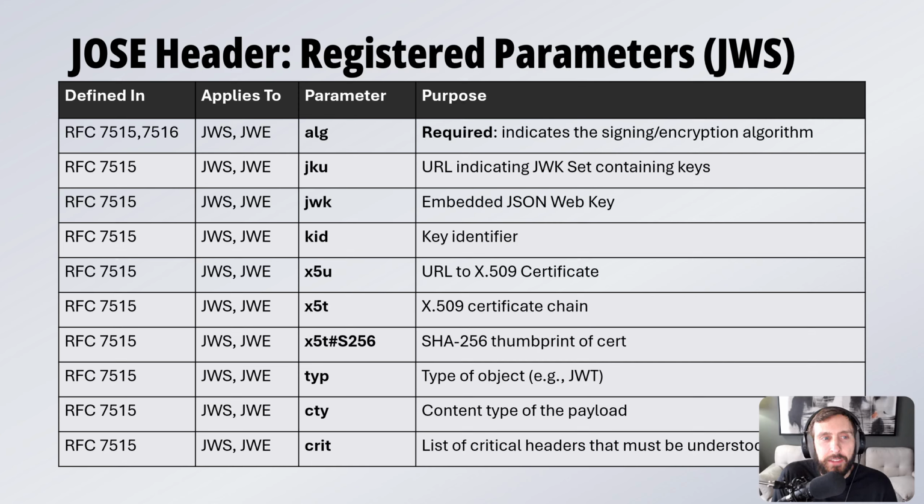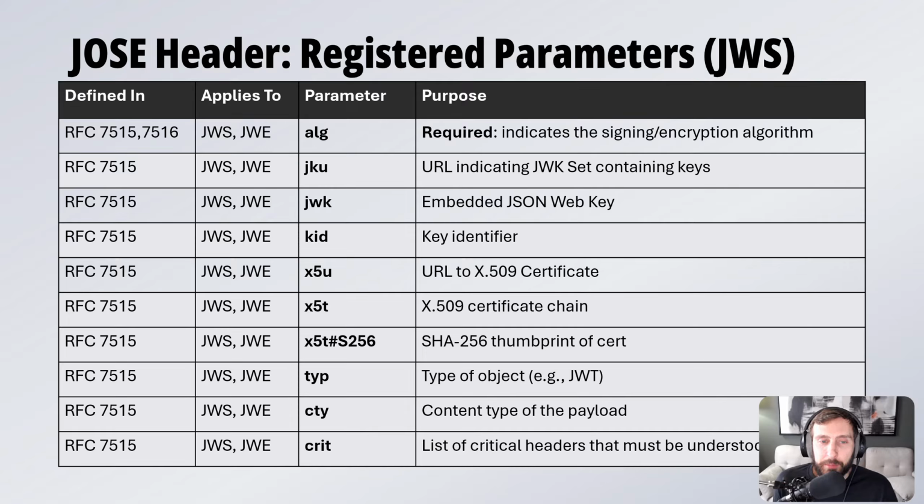So in the JWS specification, there are registered parameters for the JOSE header, and these are those. And I'm indicating here which RFC defines them. The alg one is also defined in 7516, and all of these apply both to JWS and JWE tokens. JWEs we'll talk about momentarily. I'm not going to go into depth on a lot of these, just calling a few of them out. Alg, of course, is required. It indicates the algorithm that is in use.